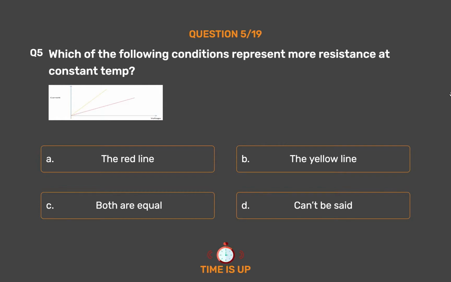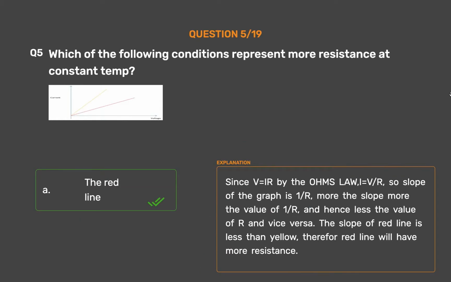The correct answer is option A. The red line, since V equals I times R. By Ohm's law, I equals V/R, so the slope of the graph is 1/R. The more the slope, the more the value of 1/R, and hence the less the value of R, and vice versa. The slope of the red line is less than yellow, therefore the red line will have more resistance.